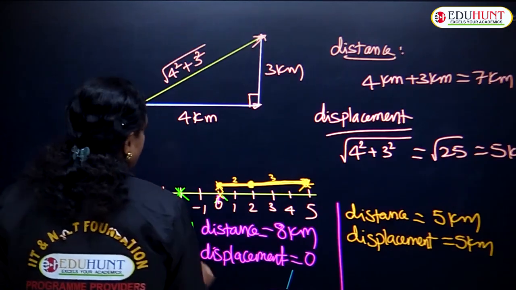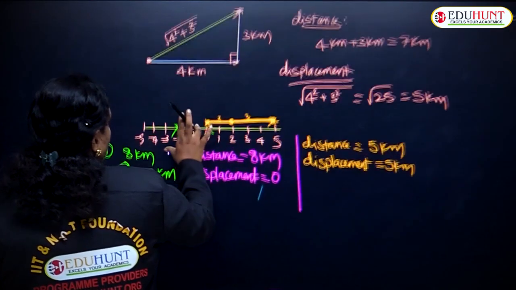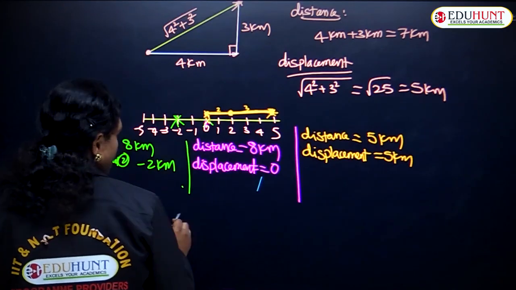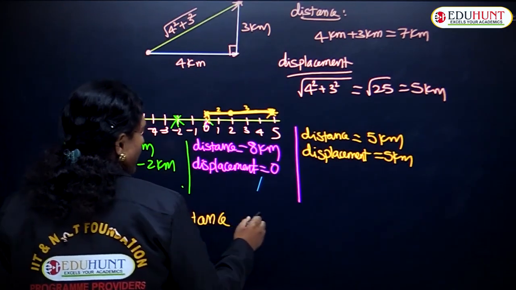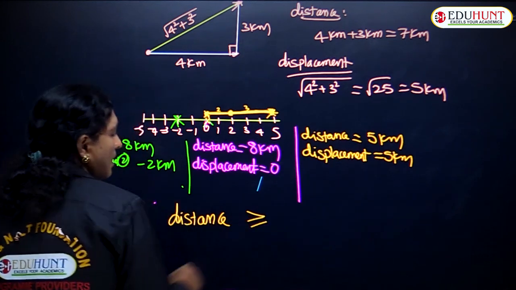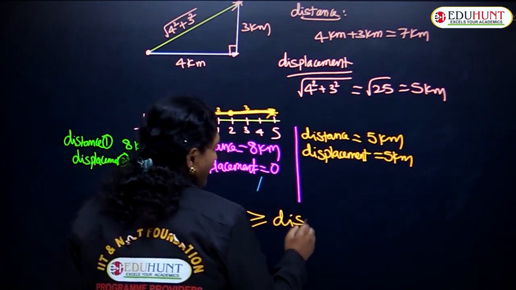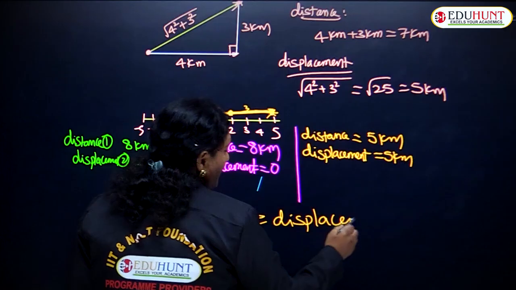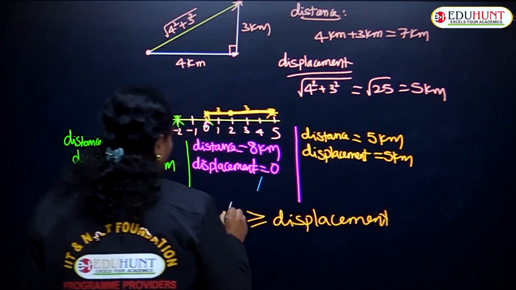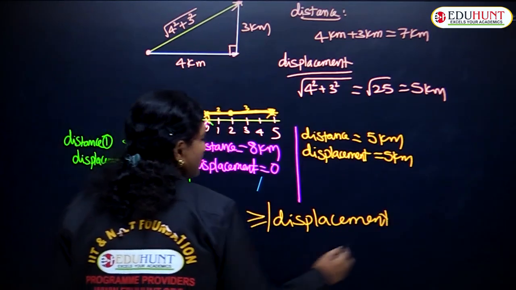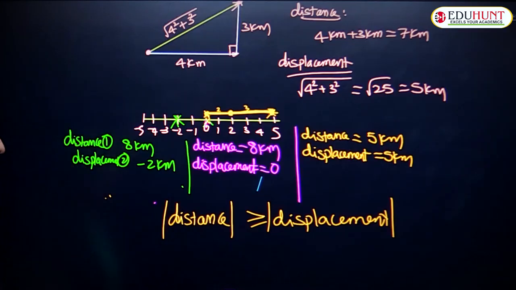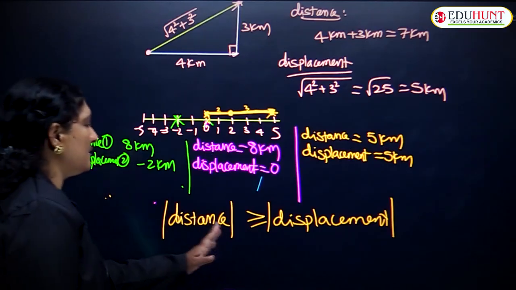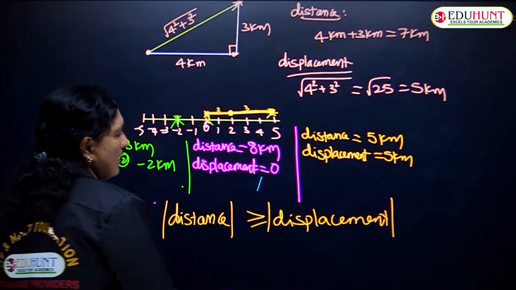So let us try to write this mathematically. What is that, children? The distance is either greater than or equal to the displacement. A better way of saying it is: the magnitude of distance is greater than or equal to the magnitude of displacement. Or distance by displacement is always greater than or equal to 1.